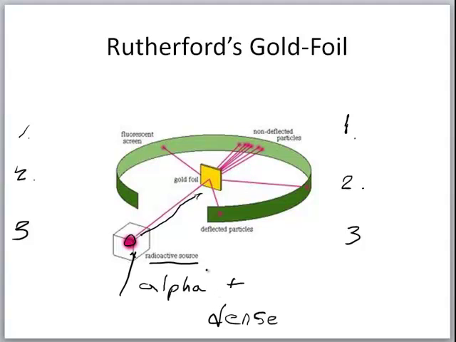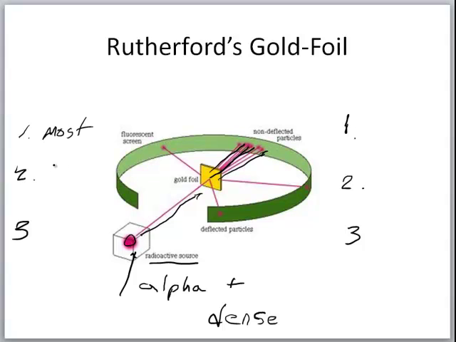And he noticed three things. Most of the particles, as you can see, went right through the gold foil and hit the screen on the back. So as these alpha particles are firing towards the gold foil, most of them are going straight through the gold foil and hitting the screen on the back.